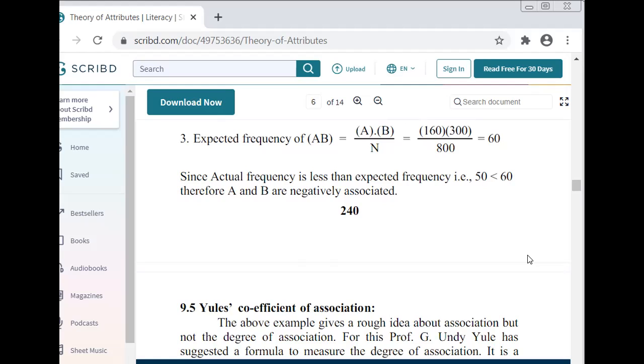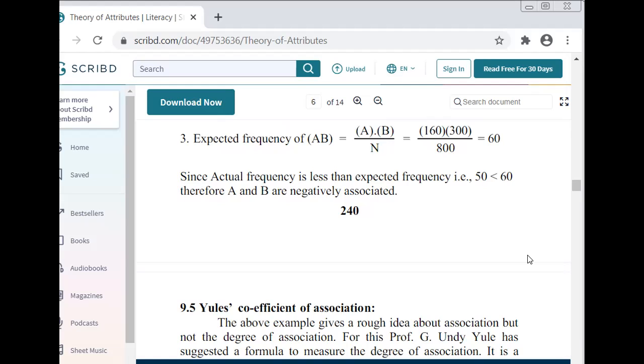Okay, so now, basing on this, there are 1, 2, 3 bits. The first bit: LHS equal to RHS, so A and B are independent. The second bit: frequency of AB is greater than the frequency of A into B by N. So that is what?